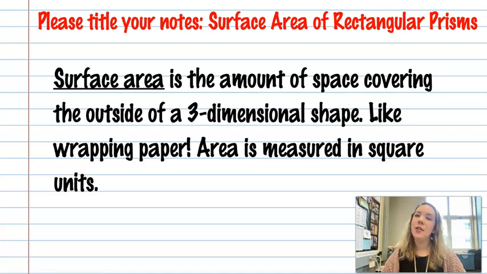All right, today and tomorrow we are going to be talking about surface area. So we've covered volume of cylinders, cones, and spheres, and now we're going to talk about surface area of rectangular prisms and cylinders. So surface area is the amount of space covering the outside of a three-dimensional shape. So kind of think about wrapping paper. How much paper would you need to cover something? All right, area is measured in square units.